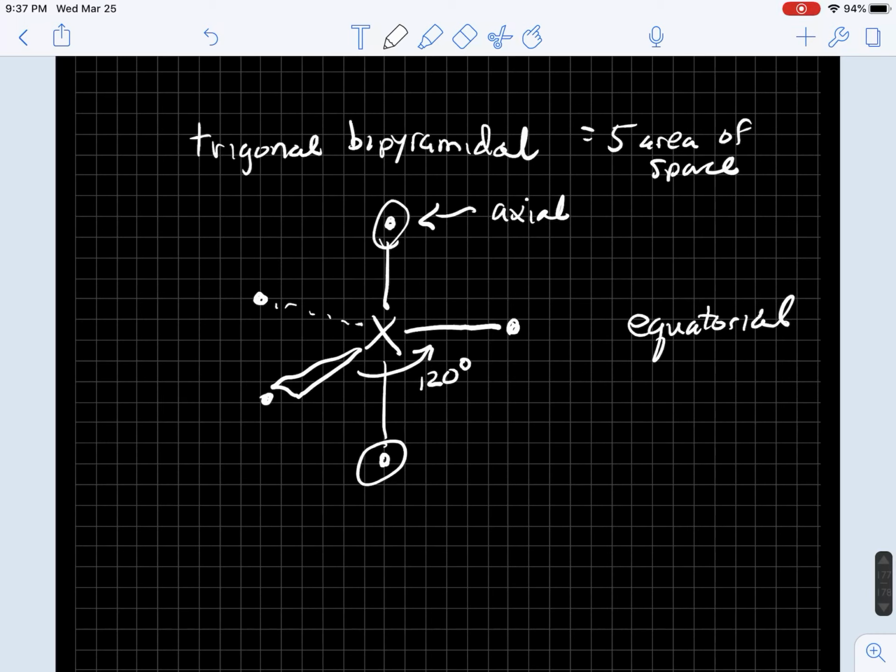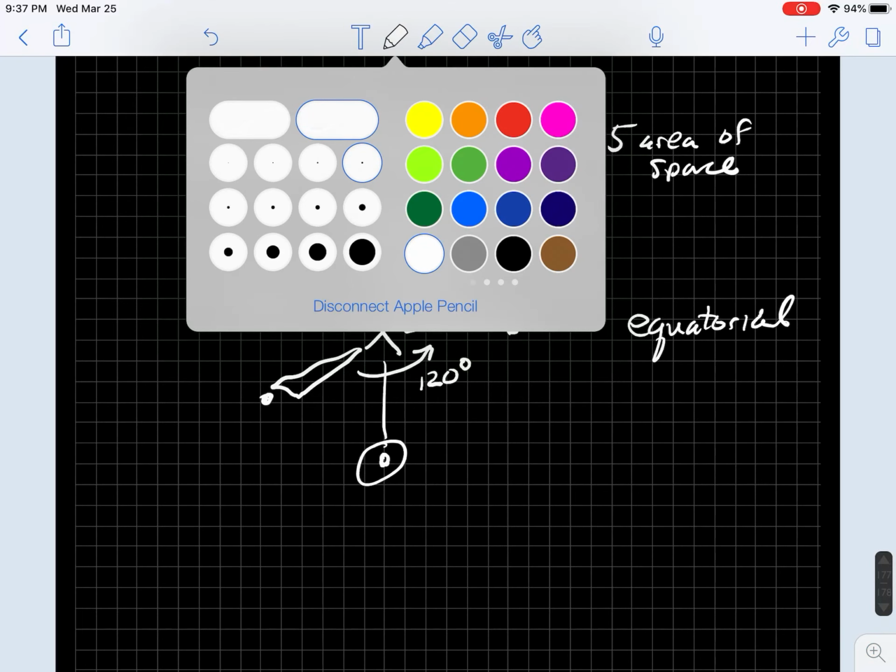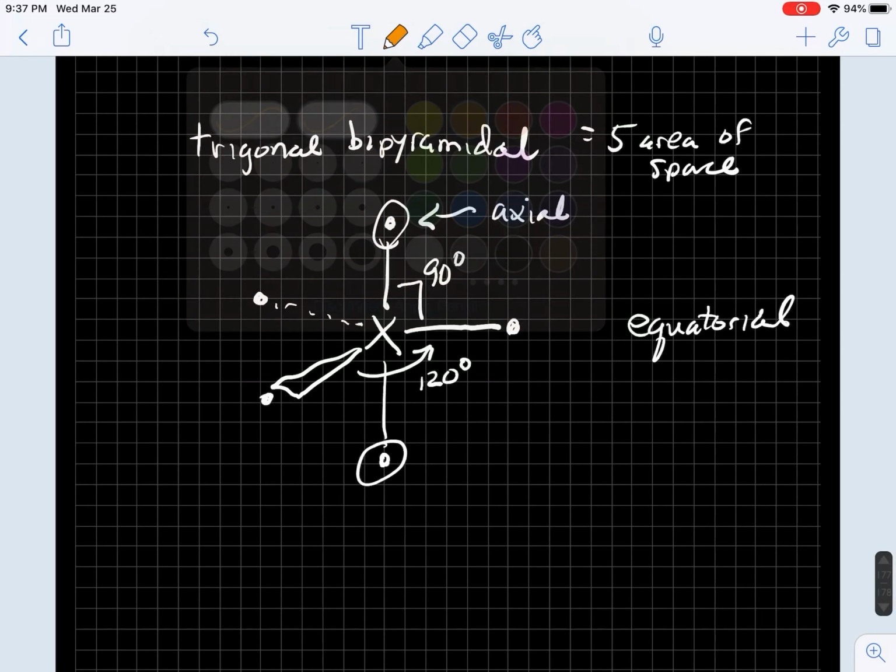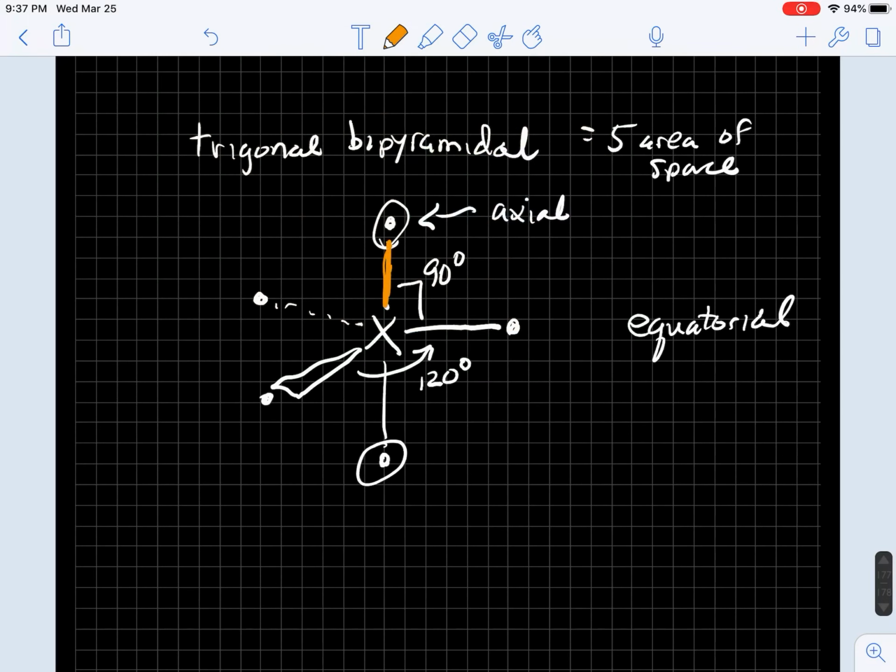So for the last 3 atoms, or electron pairs, we're going to spread them out 120 degrees around the equator. So this creates 2 different bond angles. If we go from axial to equatorial, we get a 90-degree bond angle. So I'll show that in a different color. Let's go to orange. So axial to equatorial is 90 degrees, but around the equator is 120 degrees. So you have 2 different bond angles in the trigonal bipyramidal family.